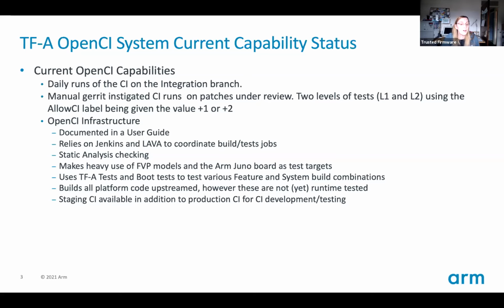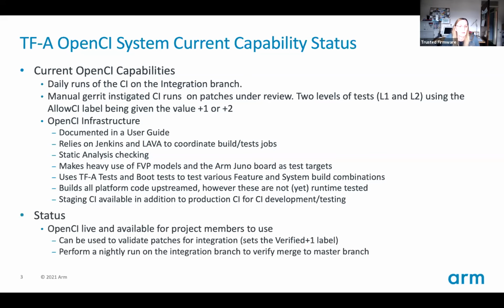There's a staging CI available as well as the one for production, so that helps support changes to the CI. New tests and things like that can be tested in this staging area and then rolled out into production when ready. As in my email from two or three weeks back, it's up, it's live, it's available for partner membership to use. If there are any problems, please let us know.